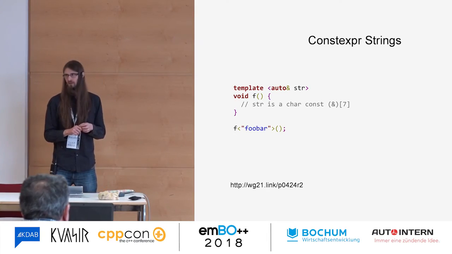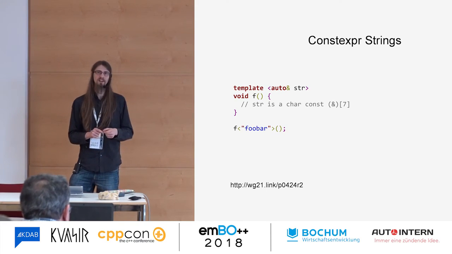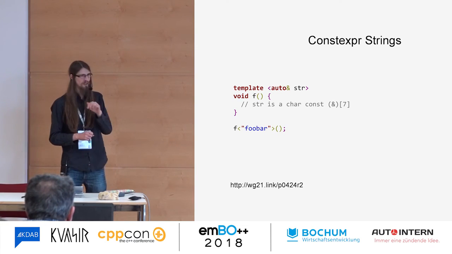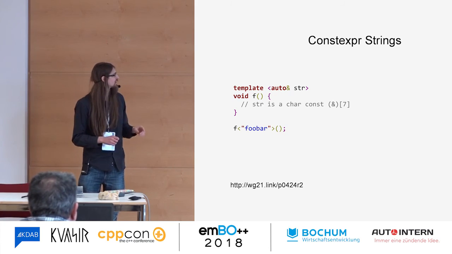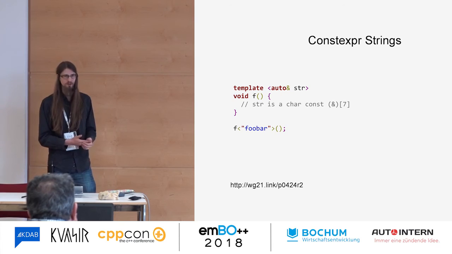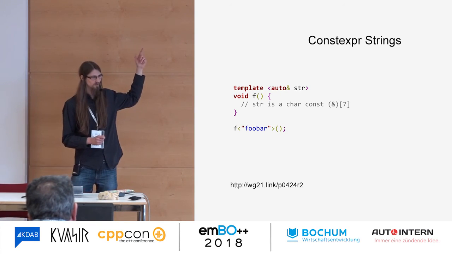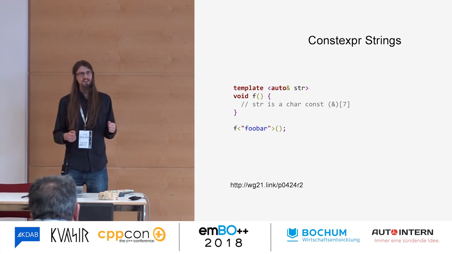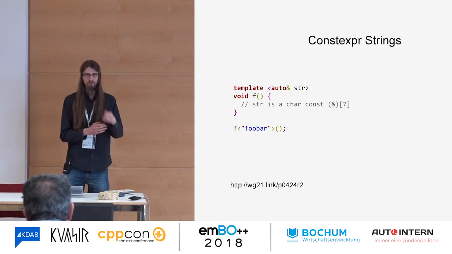So this is a proposal which I believe has been accepted for C++20 of allowing string literals as template parameters. So we have this auto ref str, and when we're instantiating f, we're passing in a string literal, and this is going to end up as this template parameter str. So we can use this as a kind of fundamental building block for manipulating strings at compile time.